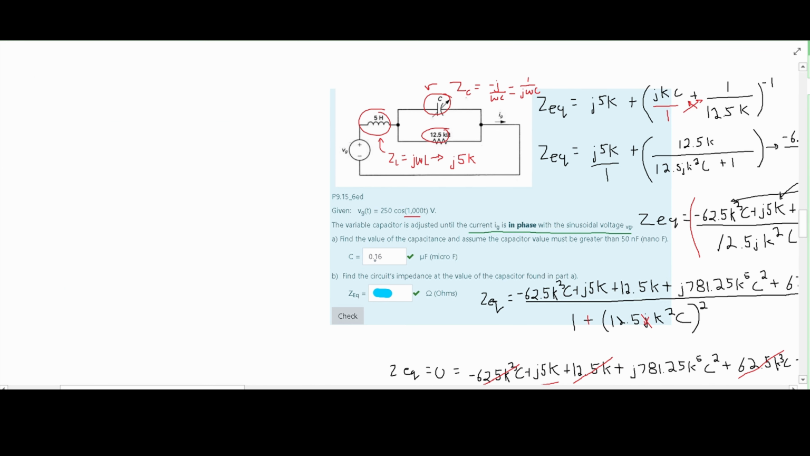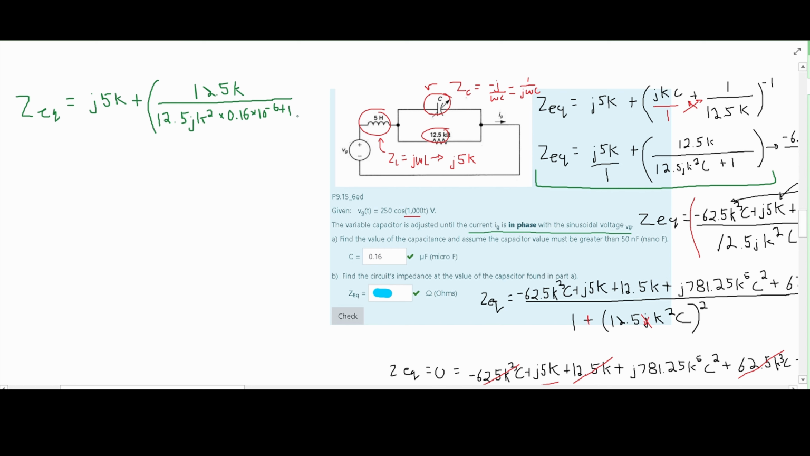In part B, we want to find the circuit's impedance at the value of the capacitor found in part A. This is asking us for the entire impedance of our circuit diagram. And to do this, we are going to use this formula that we created in here. However, we are going to plug our C in now that we know it. We know that our capacitor is going to be a 0.16, and our microfarads is going to be 10 to the negative 6. And then to this, we are just going to add our 1, and this is all in the parenthesis here. Now in the denominator, we are going to multiply all of this together. And if we do that, we are going to get a 2.